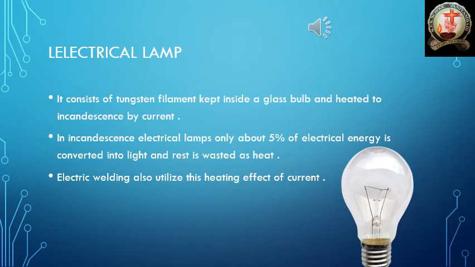In incandescent electrical lamps, only about 5% of electrical energy is converted into light energy. Out of 100% electrical energy, only 5% is converted to light energy. The remaining 95% is wasted, in the form of heat.